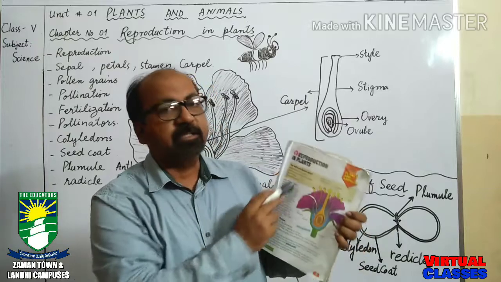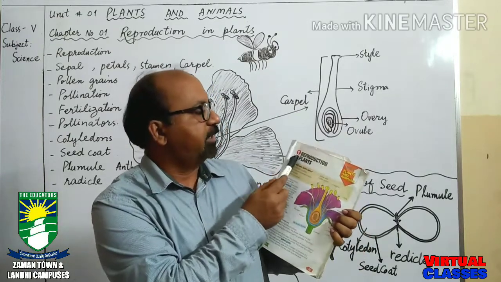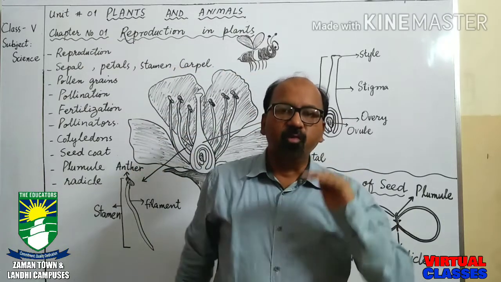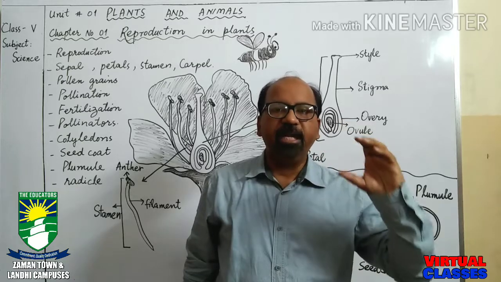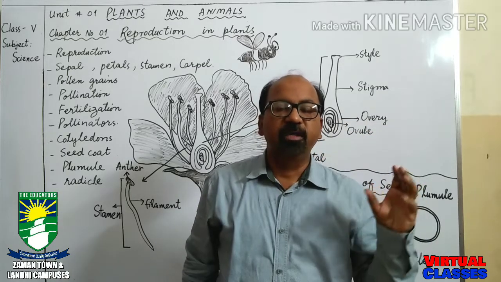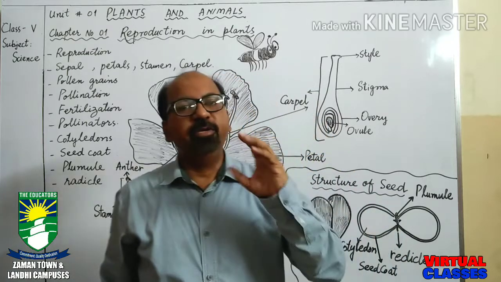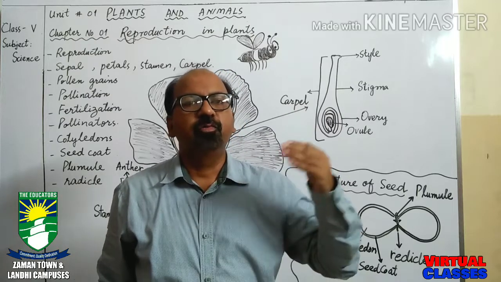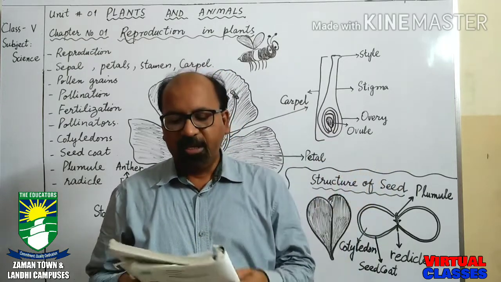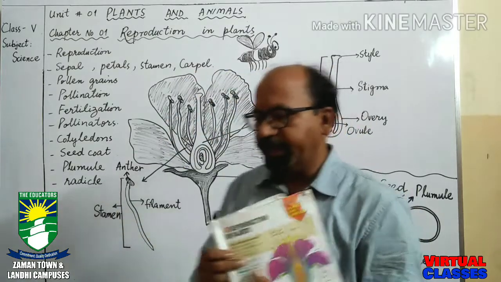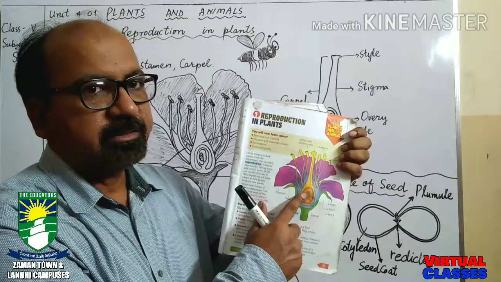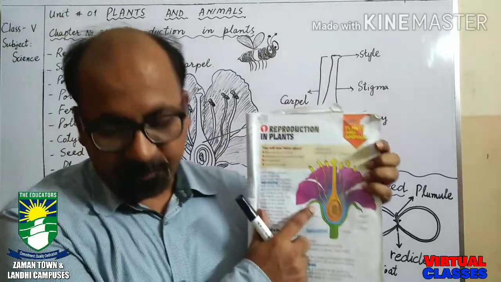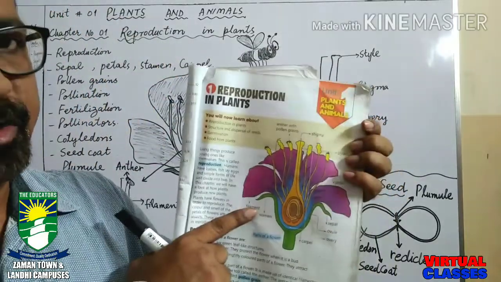So if we talk about plant reproduction, as the chapter is showing, plants have different parts. They have roots, stem, leaves, flowers, and fruits. But which part is necessary for reproduction? Which part is necessary for the new plants? These are the flowers. See, these are the flowers which are the necessary part for the reproduction.